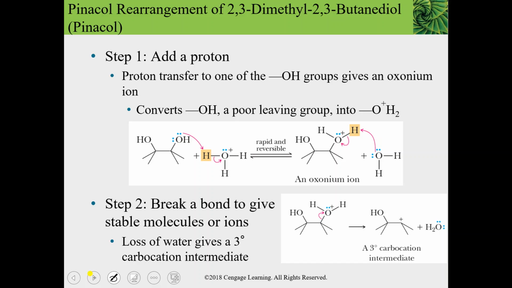I would like you to go through this pinacol rearrangement. It's important that you understand how the rearrangement occurs and why. I'm not going to require you to do a reaction mechanism with this, but you need to understand what the final product is. All right, so again, note, oxonium ion formed, shocker. We've said that about 18 times so far this lecture. Second step, break a bond to give the stable molecules. So our carbocation is formed, and it's a tertiary carbocation.